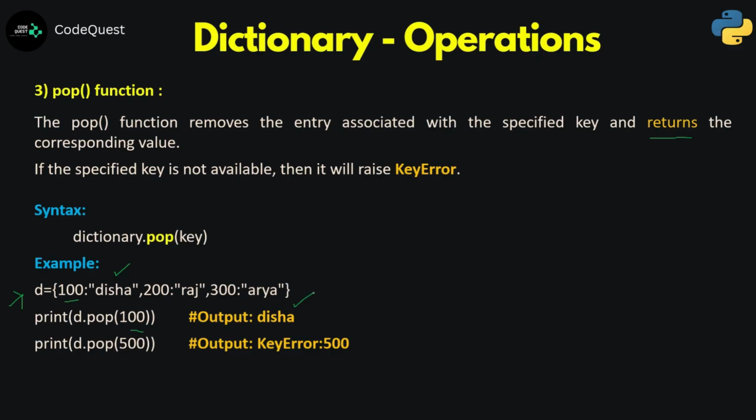So what is the corresponding value here? Say this. Now if I try to apply the same function pop on a key which does not exist in this particular dictionary, then we are going to get a KeyError.